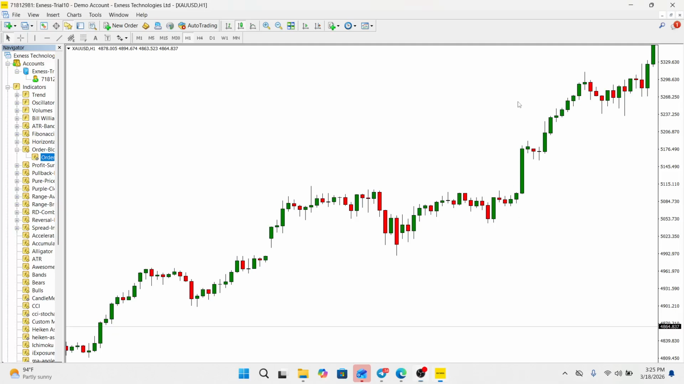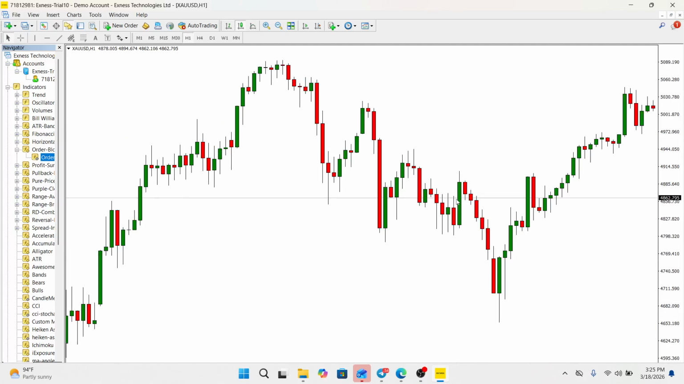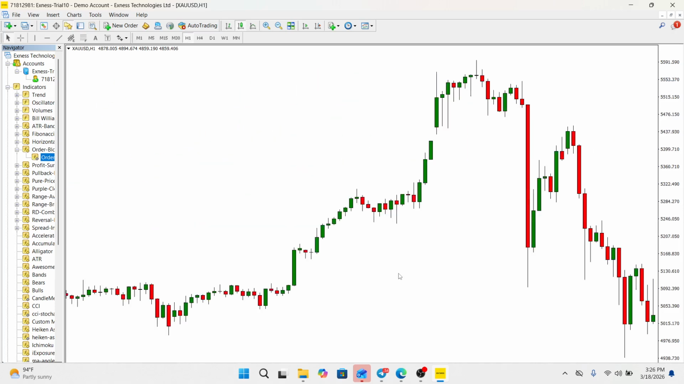Hello traders. In this video, we are exploring the concept of reclaimed order blocks. This is a price action and institutional order flow idea that focuses on zones where an existing order block is revisited and then defended again, reinforcing its role as support or resistance.